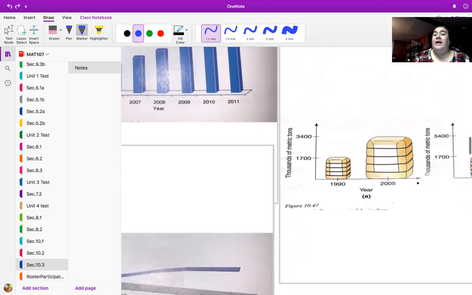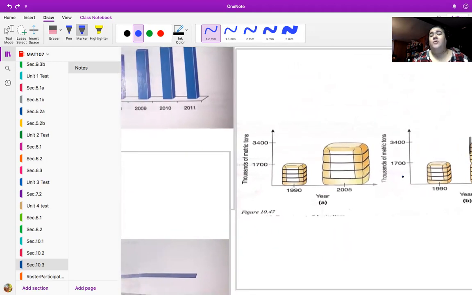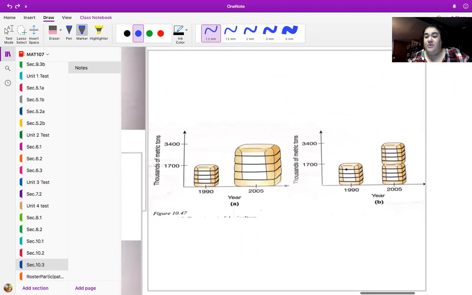Okay, so here's part A. From 1990 to 2005, this is supposed to represent, I believe, the metric tons of wheat that was collected, okay? Oh, excuse me. And as you can see, the 3D effect makes the collection of 2005 appear as if it is twice as much, taller, width-wise, height-wise. So you're assuming that it's a whole lot more. But in reality, okay, if you look at it here, it's not twice as much, it's 2 times, okay?